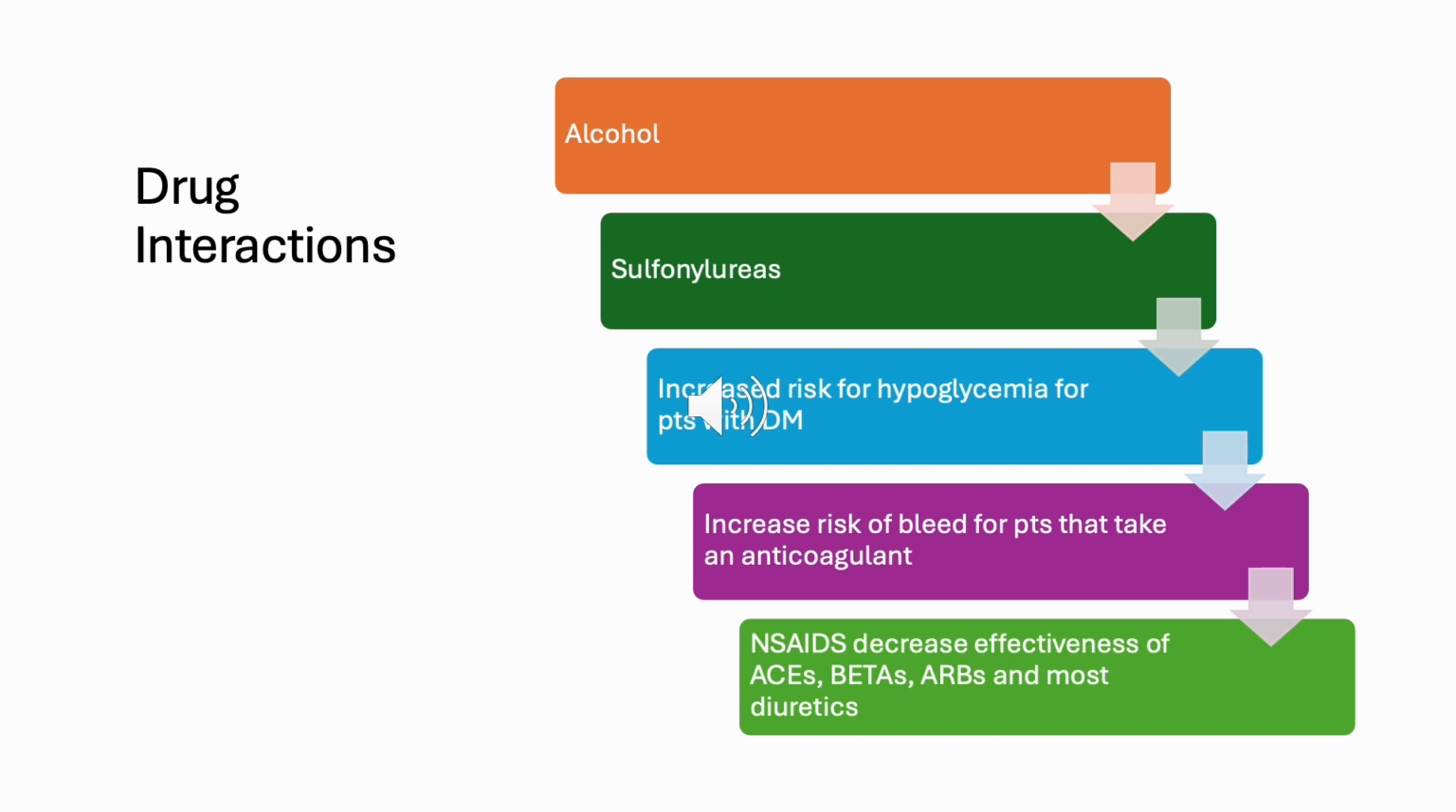All NSAIDs increase the risk of bleeding for patients who take any type of anticoagulant. All NSAIDs increase the risk of hypoglycemia, which is low blood sugar, in patients with diabetes who take an oral anti-diabetic drug.